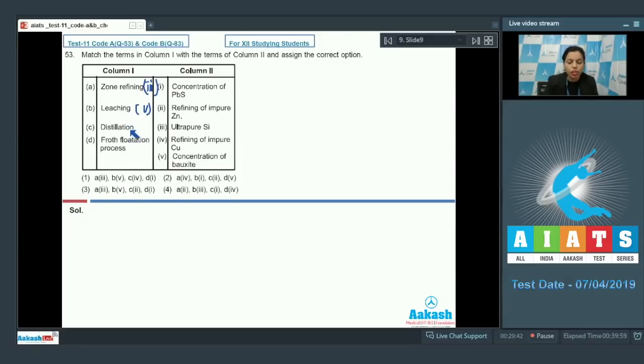After that, we have the distillation process. This distillation process is used for the refining of impure zinc. And if I talk about the froth flotation process, this process is generally used for the purification of sulfide ore. And lead sulfide is a sulfide ore. That's why D can be matched with the first one. Now, on the basis of this, A is matched with 3, B is matched with 5, C is matched with 2, and D is matched with 1. We can easily choose the correct option, that is option 3. And now, this is your correct answer.